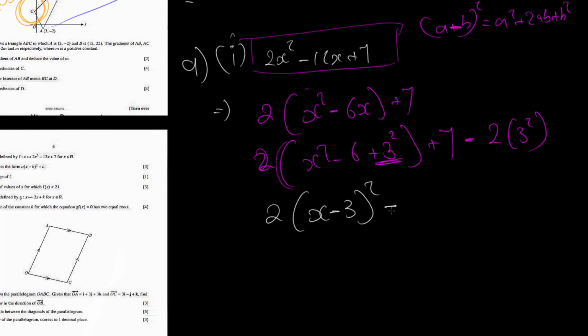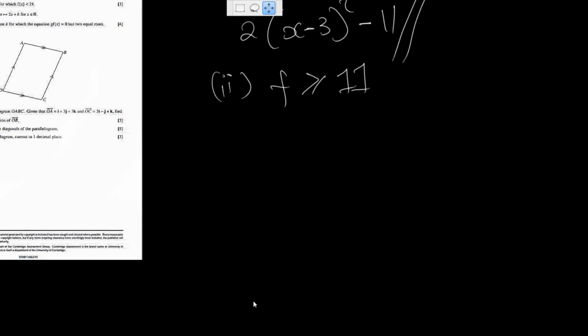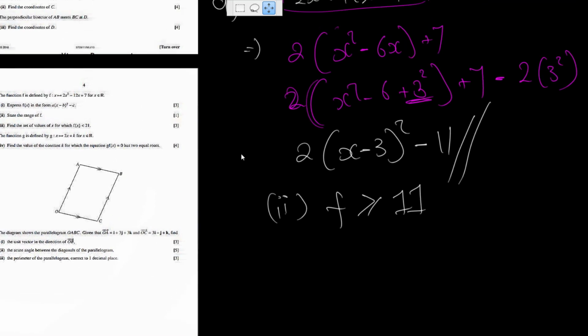If I use my calculator, I should get minus 11. So therefore our value for a is 2 and our value for c is minus 11. Part 2 is very straightforward, very easy, finding the range of f. The answer is f is greater than or equal to minus 11. This is something very straightforward, you should know from your functions questions.